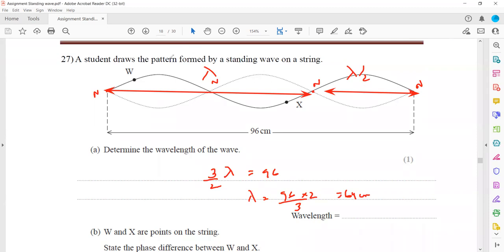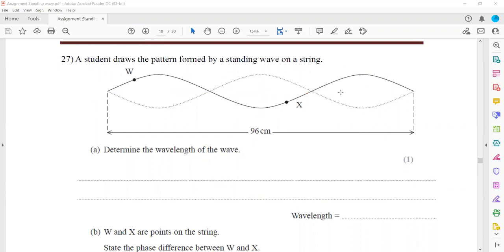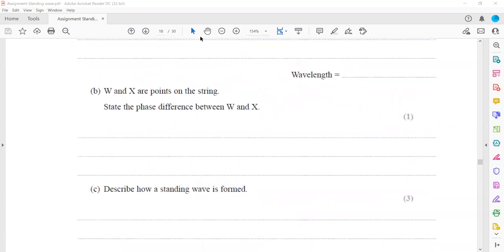Then the 2 points on adjacent antinodes, like this is an antinode, this is also an antinode. So of these particles, W is trying to move down, X is trying to move up. So what is the phase difference between them as they're vibrating in a different manner? So the phase difference will be 180 degrees. So this will be 180.